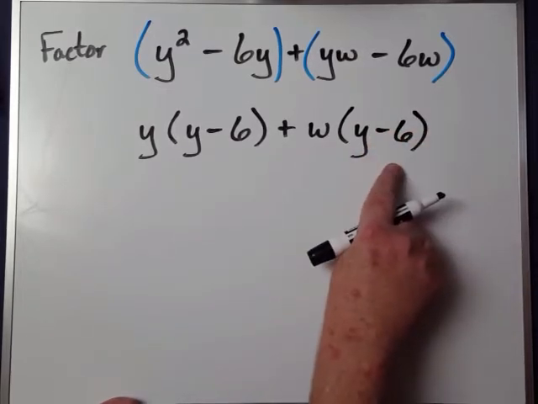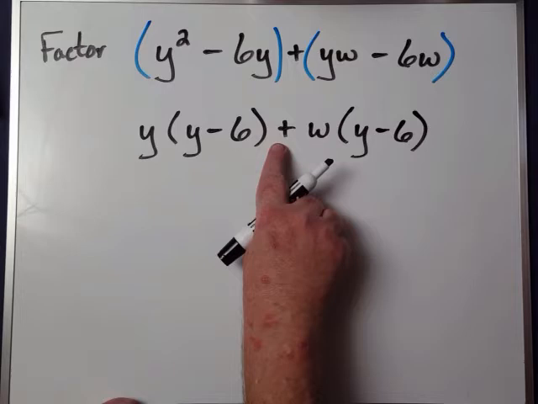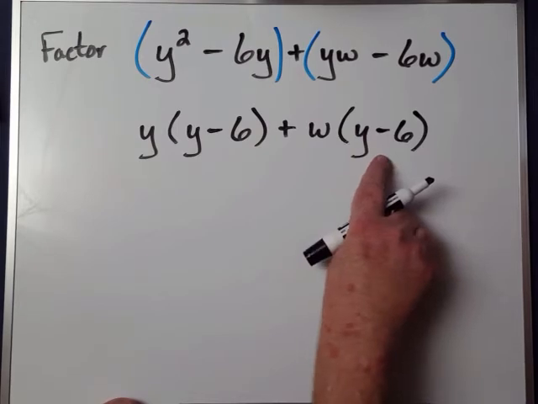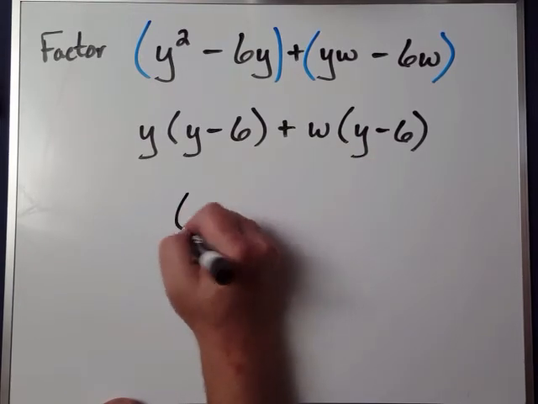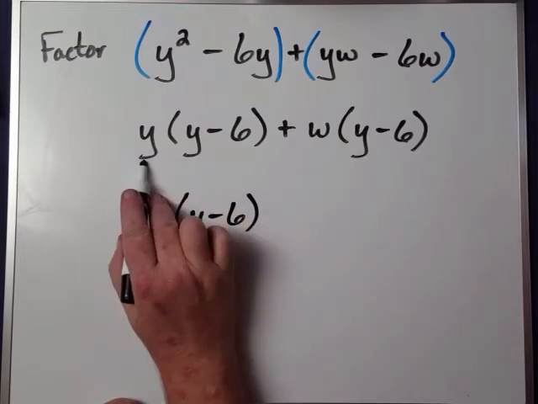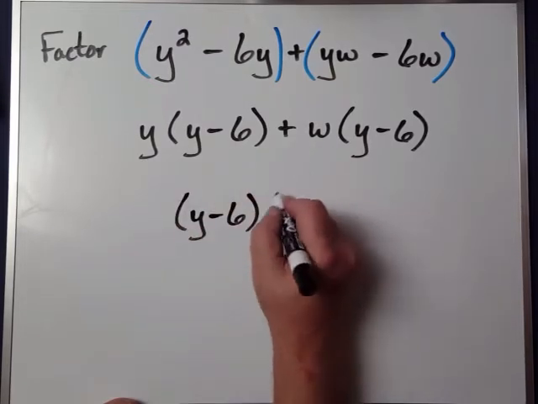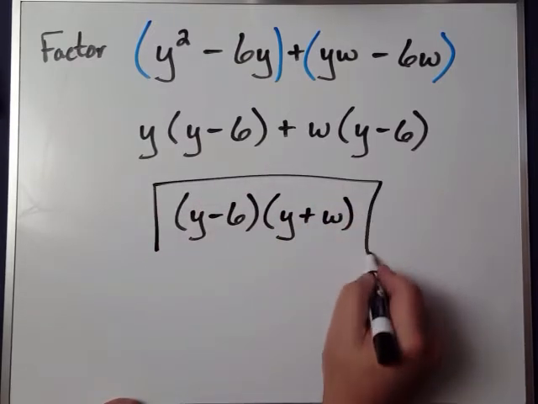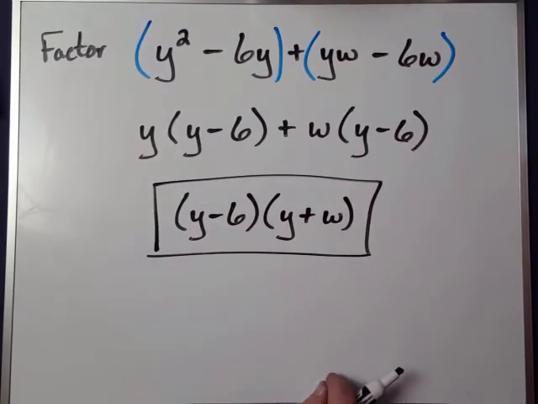And my binomial factors match. So I now have two terms, separated by this plus in the middle. I have two terms that have a common binomial factor that I can now factor out. Factor out the y minus 6, and what's left behind? A y plus w. This can be checked by FOIL, as always. How'd you do?